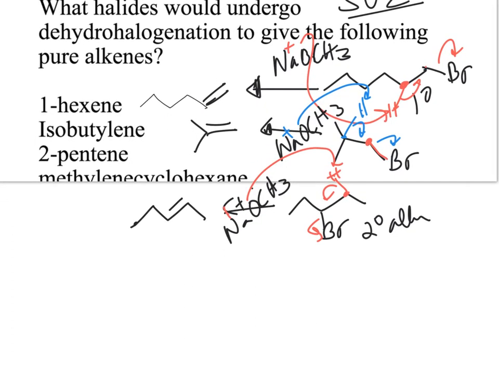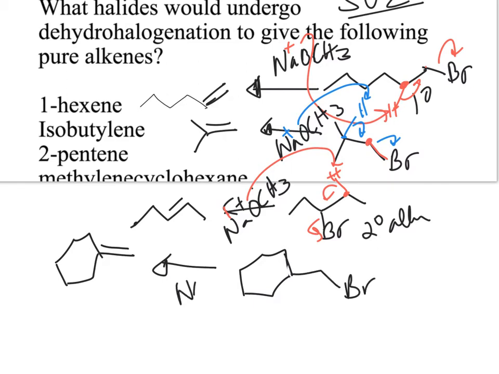Okay, the other compound here is methylene cyclohexene, which is this compound, and the alkyl halide then would be, you could just do the primary alkyl halide and sodium methoxide.